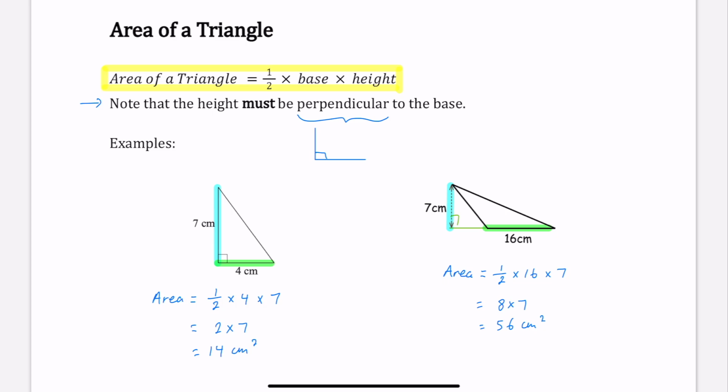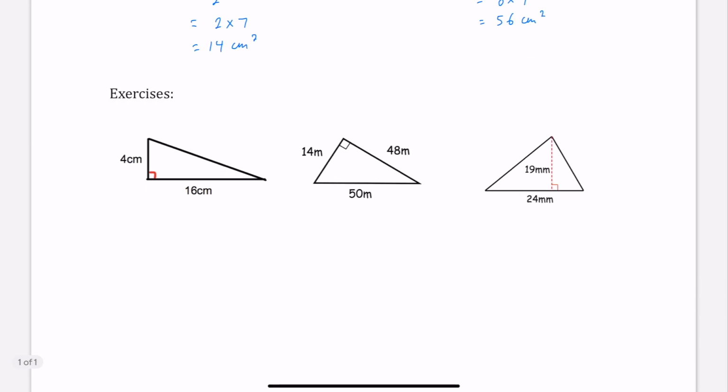So here are two examples. Now it's your turn to do some questions. Okay, here are 3 exercises for you to do.